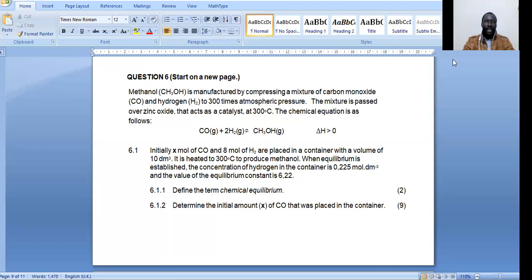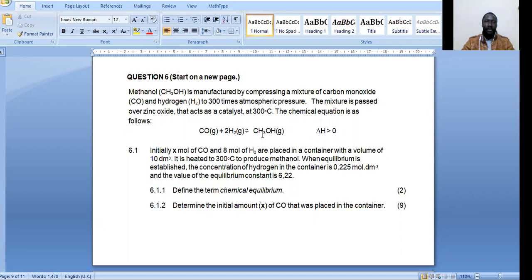Now, compressing here means either reducing the volume or putting as much of the two gases as possible, okay? That is so that they are in very high concentration, or what? Very high number of moles. So after compressing it that much, it is then made to pass over what? Over zinc oxide, which is a catalyst, at this temperature, what? 300 degrees Celsius.